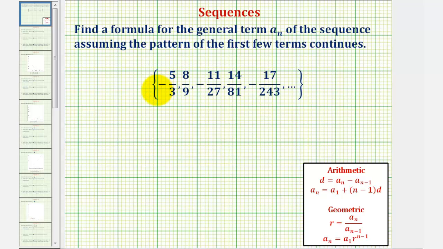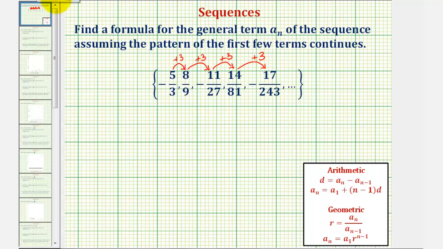Notice how the first fraction is negative, the second fraction is positive, the third fraction is negative, and so on. But to start, we'll ignore the signs and just focus on the terms in the numerator and denominator. So looking at just the numerator, notice how we add 3 each time to get the next numerator. So because we're adding 3 each time, we should recognize that the numerator would be an arithmetic sequence, and therefore we can use the formulas for an arithmetic sequence to find a formula just for the numerator.